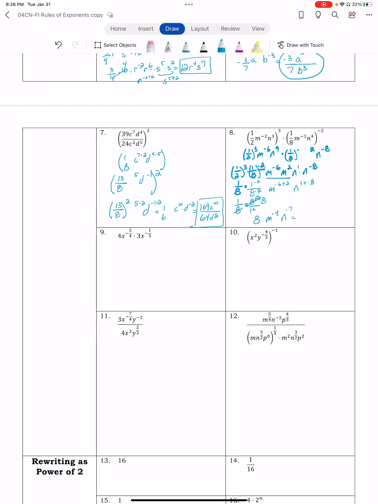The 8 has a positive exponent, so my 8 stays in the numerator. M to the negative 4th has a negative exponent, n to the 7th has a negative exponent. So they get sent to the denominator. So there we go.